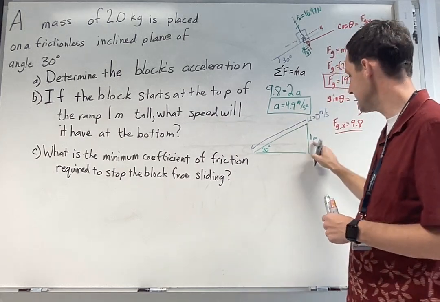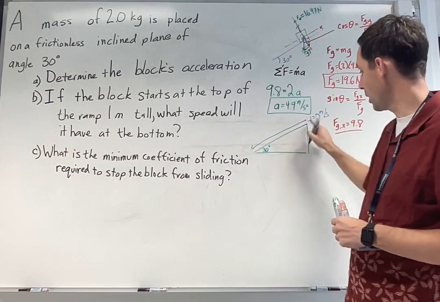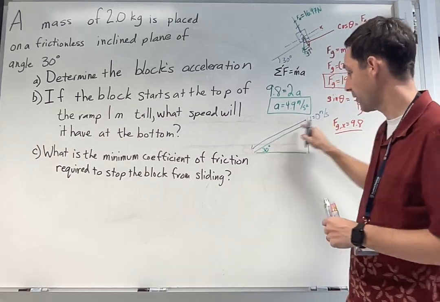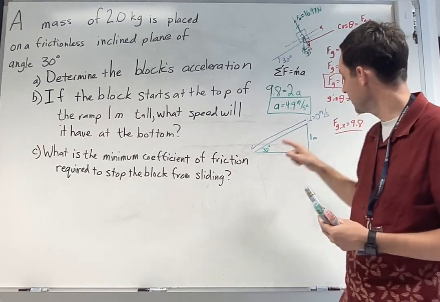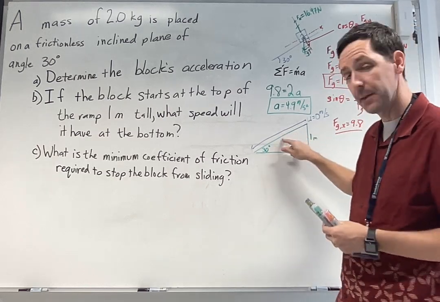Now, because this is 1, the height is 1, I can find the length of the ramp, right? So you can use trig to do that. Hopefully you got opposite and hypotenuse.